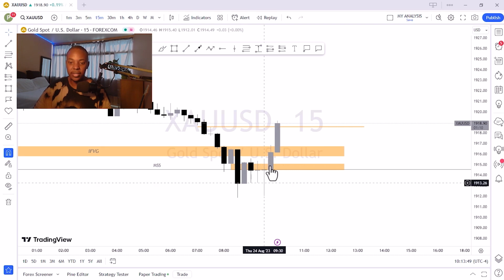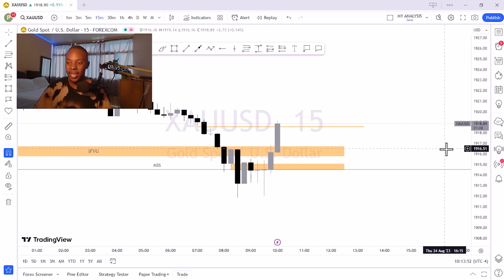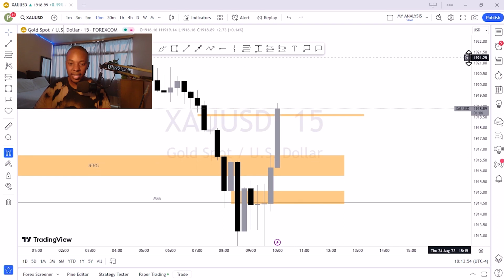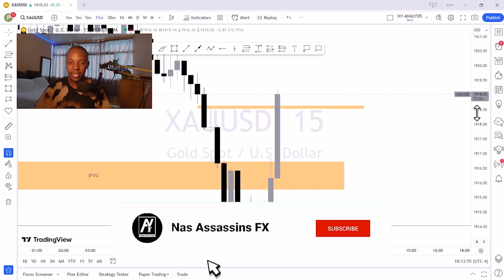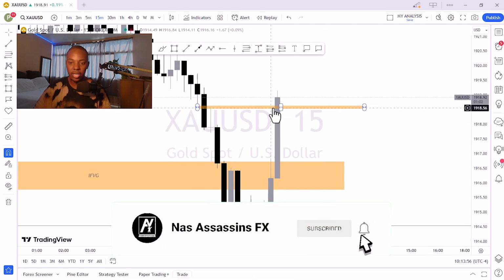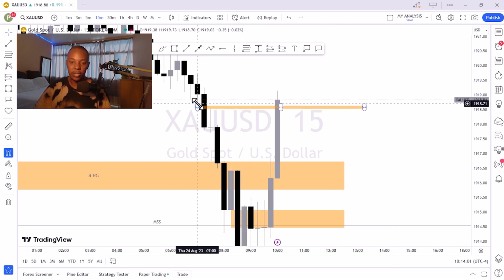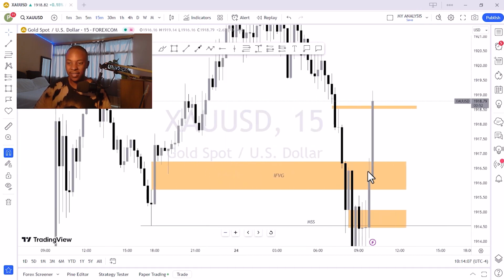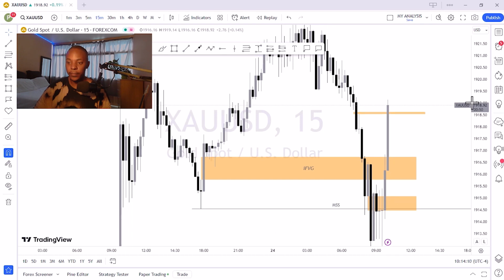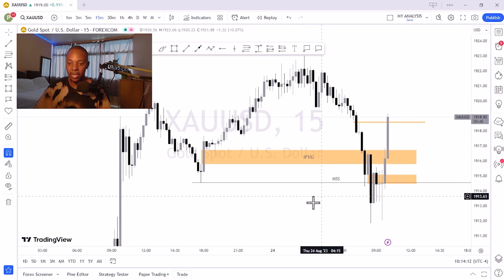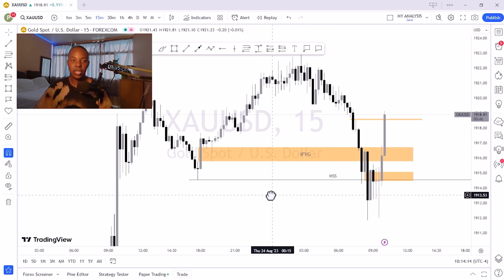And as you can see, it did reverse, going to my SL level. This was actually the initial sell that I wanted to take from. So if I was still in the challenge, I would have taken the sell here. This is where I would be selling. So yeah, that's how it went. This is the last trade that I took for today.